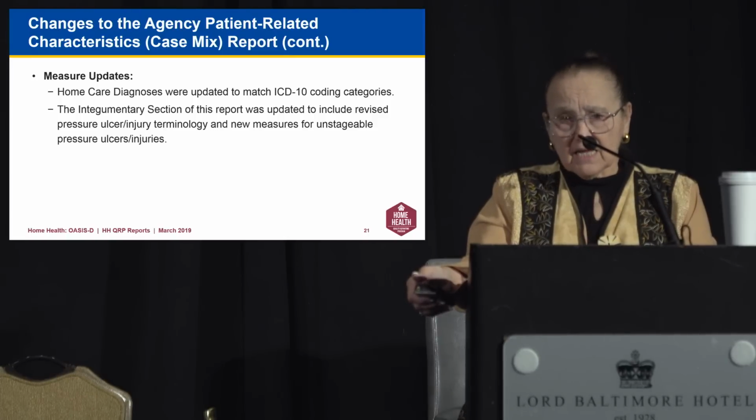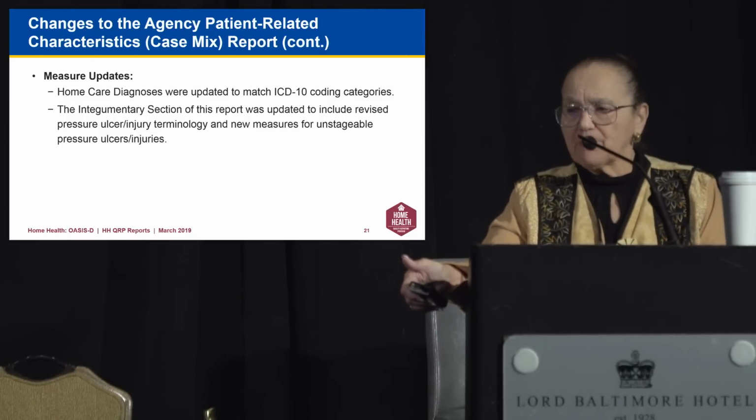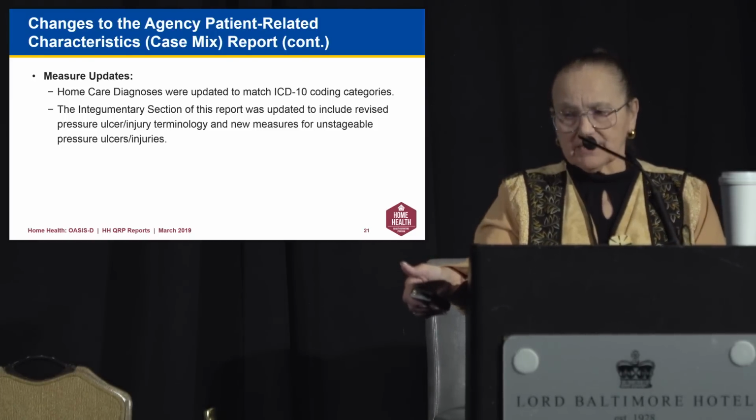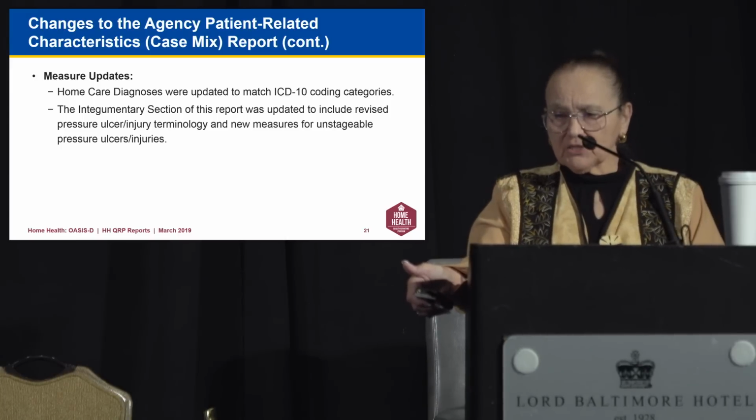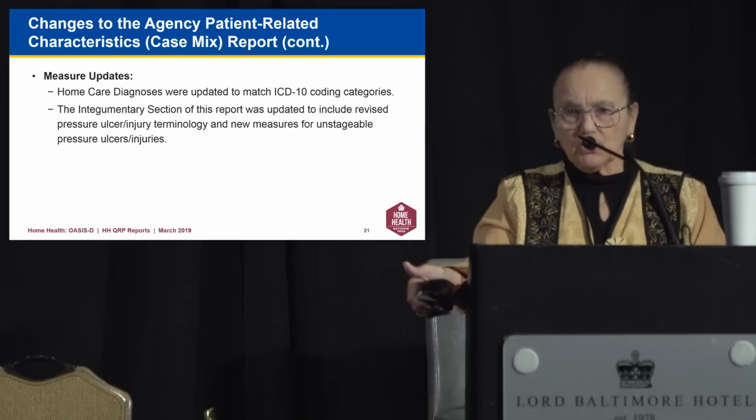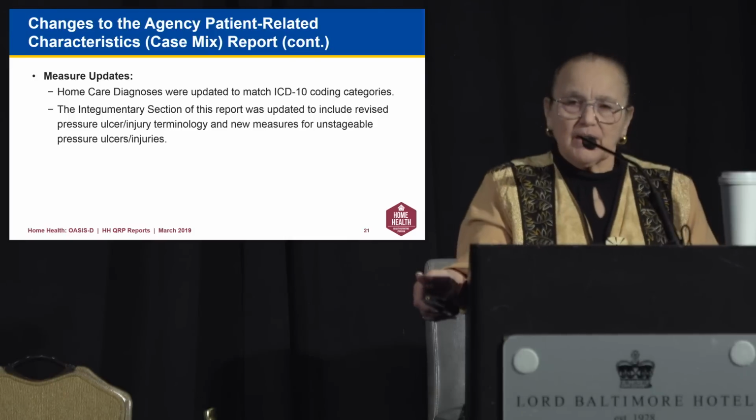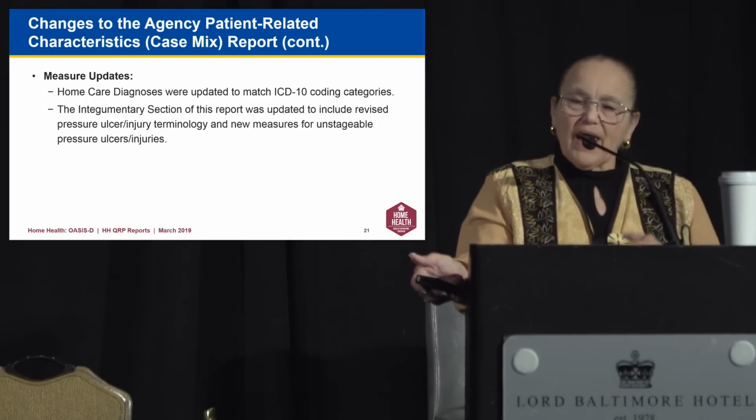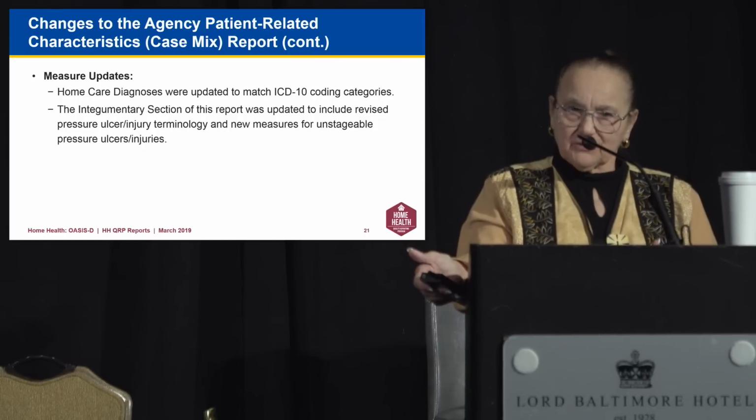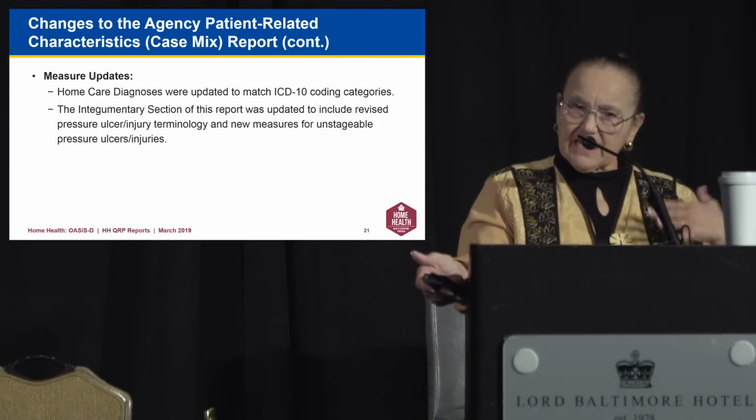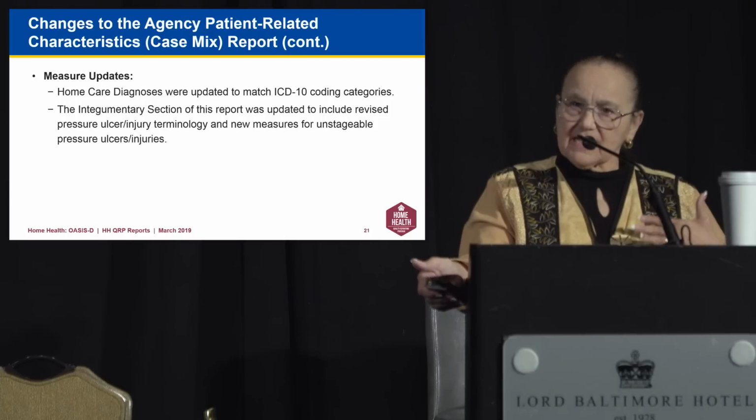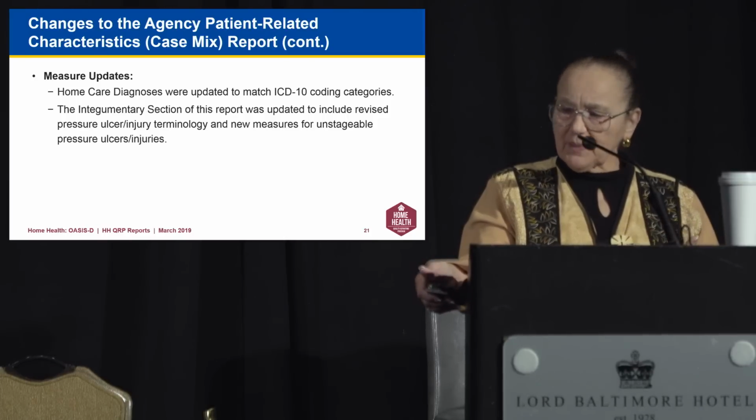The updates that are important to remember are that the diagnoses have been updated to match the ICD-10 coding categories, and that the integumentary section of this report was updated to include the revised pressure ulcer injury terminology changes and the new measures for unstageable pressure ulcers and injuries. So these changes will appear when the OASIS-D data appears in here. We have to collect enough data for this to appear. And when it does, then you're going to have measure information on these new pieces.